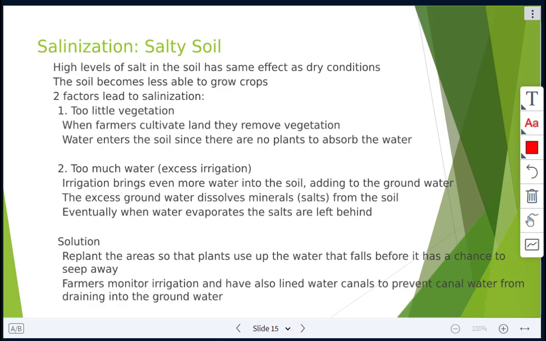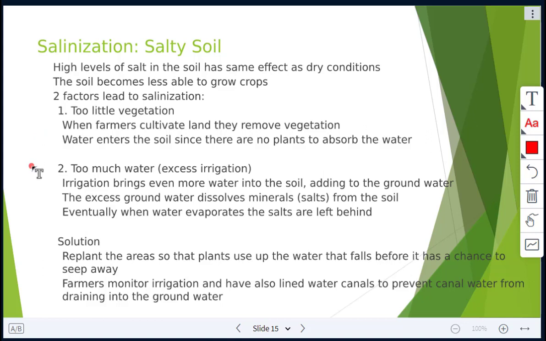So there are two factors that can lead to salinization of soil. Number one is if there's too little vegetation. When farmers cultivate land, they are totally removing all of the vegetation. So there's nothing left but soil. Therefore, water enters the soil, and since there's no plants to absorb the water, it can lead to salty soil. There's too many solutes left in the soil.